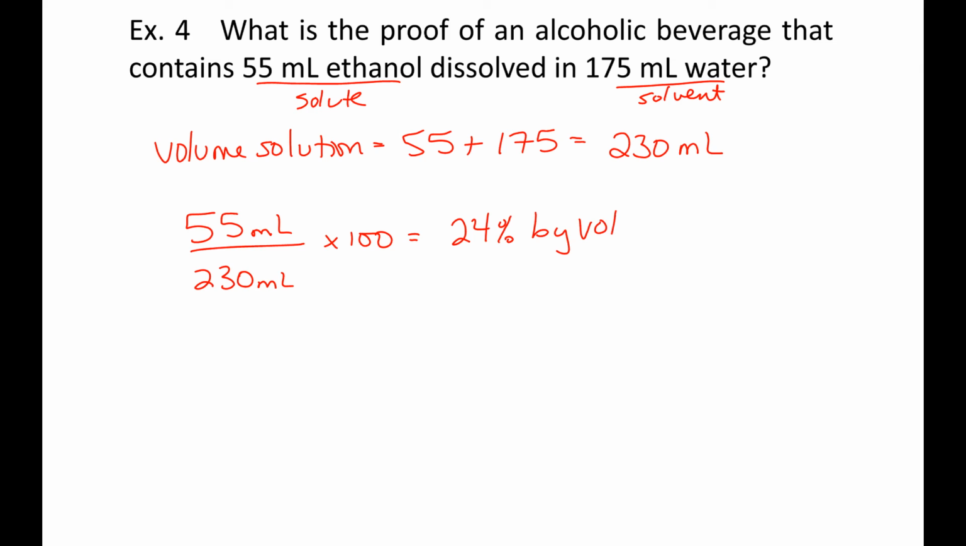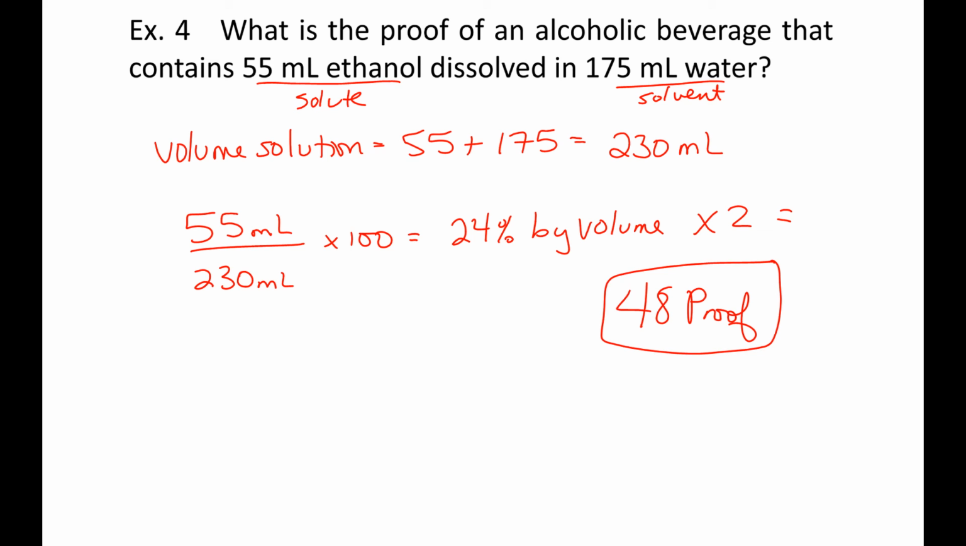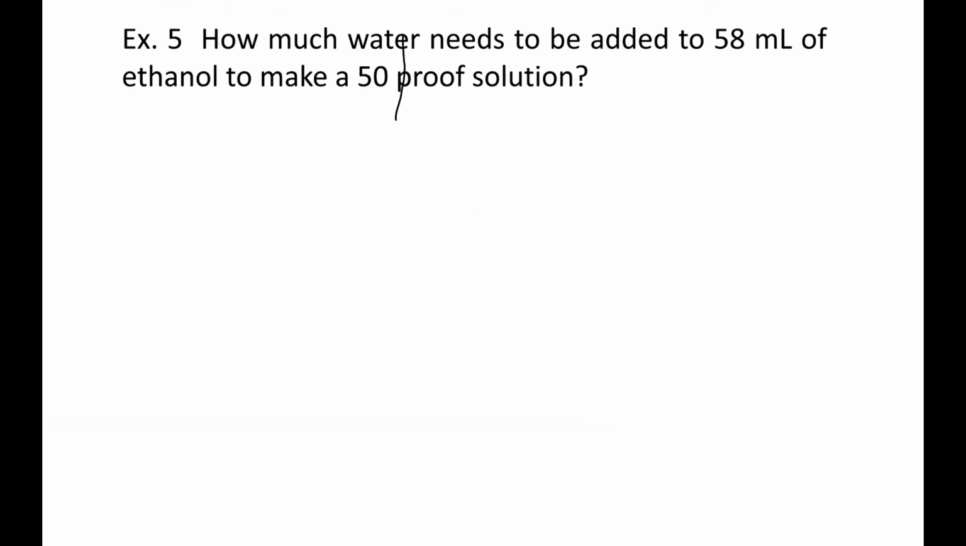Now, it doesn't ask for that. It asks for the proof. And if you remember, it's the percent times 2 gives you your proof. So this is a 48 proof alcoholic beverage. Okay, unfortunately there's a black line I can't get rid of on the screen.